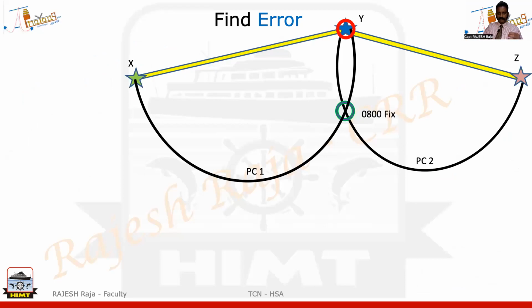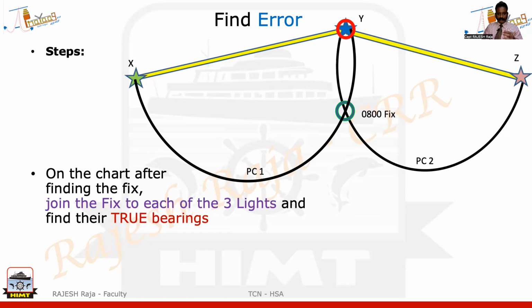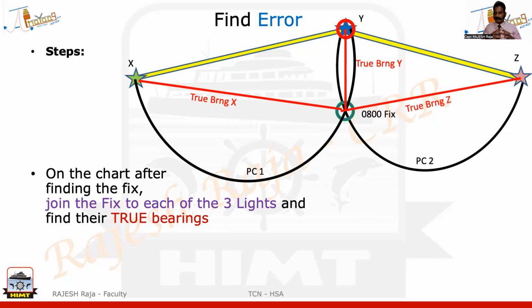Now, the second condition or the question of this particular problem was, how do you find the error? Let us see what you do. I've got this plot on the chart. I've got a fix also. So if you agree that fix is my real position, I can always join my fix to the lighthouse, and on the chart it will give me the true bearings. So this is the true bearing of X, true bearing of Y, true bearing of Z. So I got 3 true bearings.